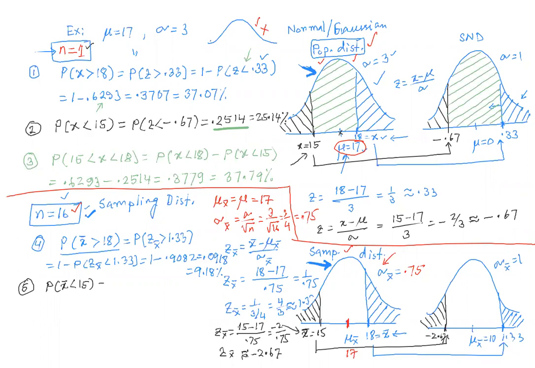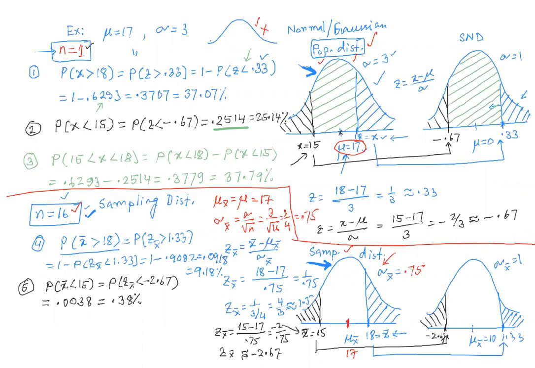So there's going to be the probability of z sub x bar being less than negative 2.67. And you can look it up in the table. Negative 2.67 is going to give me 0.0038, which is, by the way, 0.38%. All right.